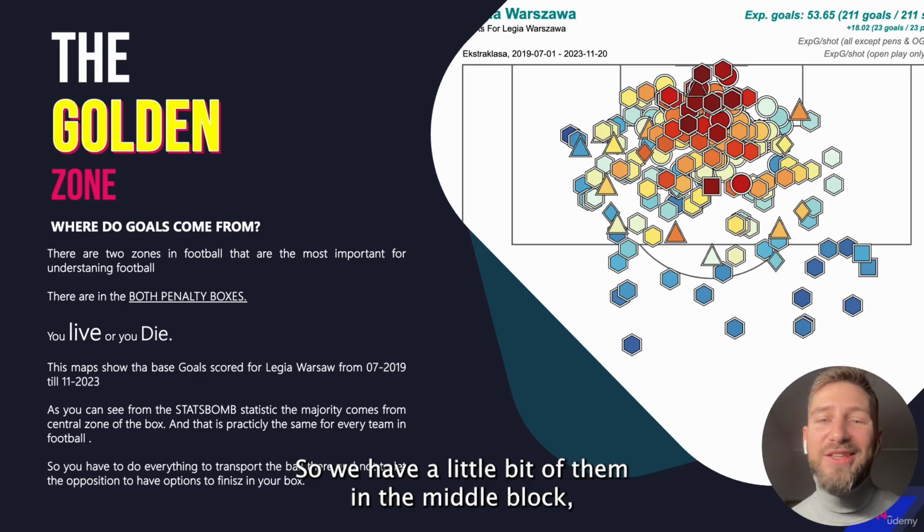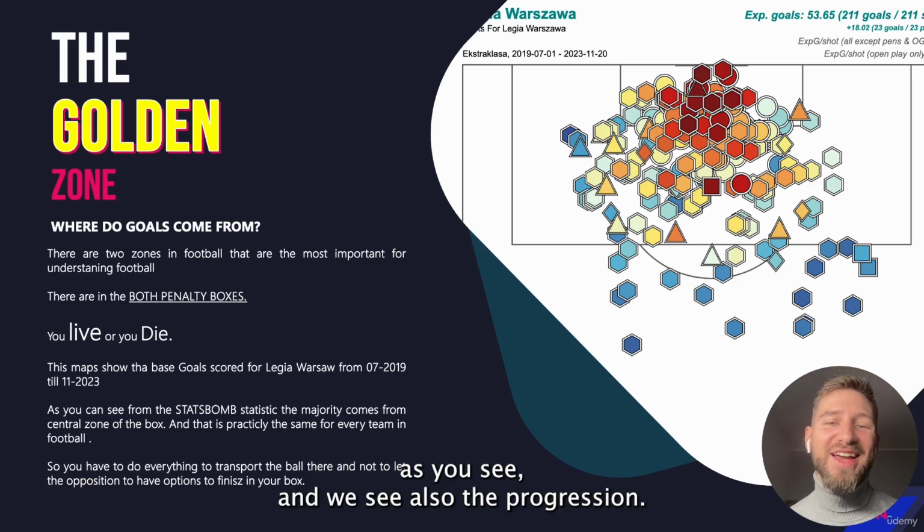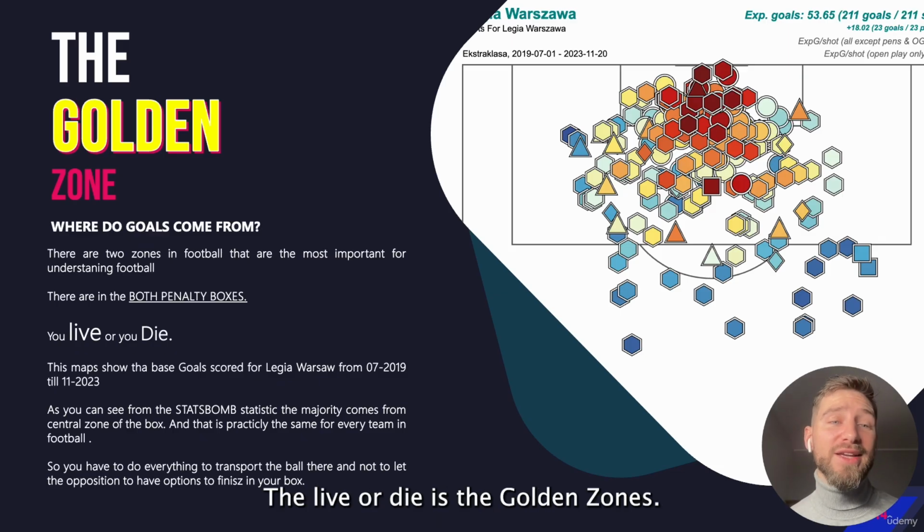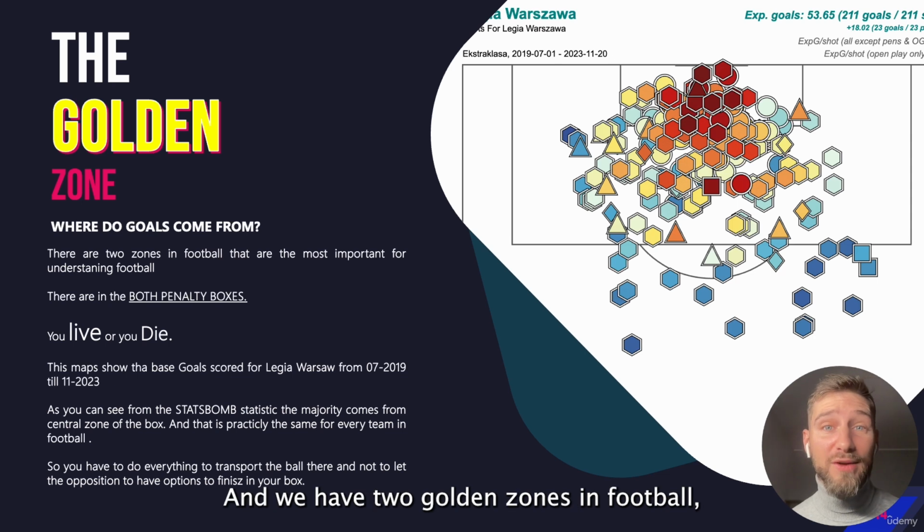So we had a little bit of the middle block, as you see, and we see also the progression. But what is the live or die in football? The live or die is the golden zones. And we have two golden zones in football.